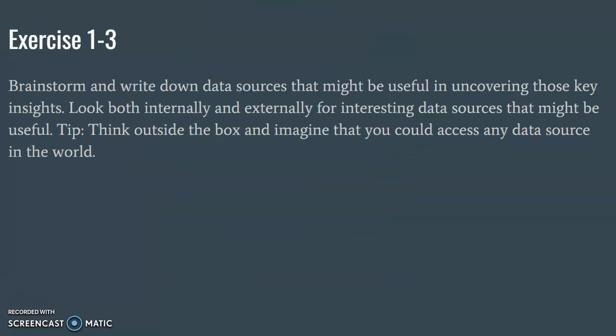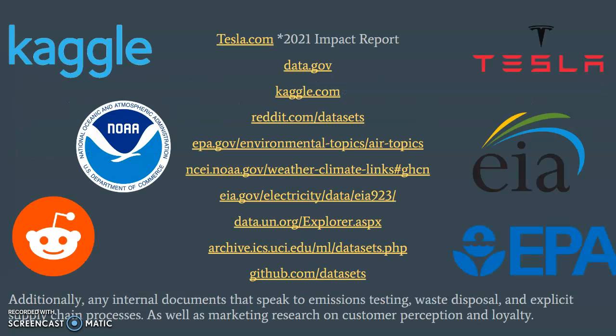Finally, we have Exercise 3, which was to brainstorm and write down data sources that might be useful in uncovering those key insights, looking both internally and externally. A fun tip was to think outside the box and imagine you could access any data source in the world. We would obviously need to start with Tesla.com and their 2021 impact report, which lists these contributing values to the environment. Data.gov is a government agency that lists public values. Kaggle, as discussed in class, is a really great source.